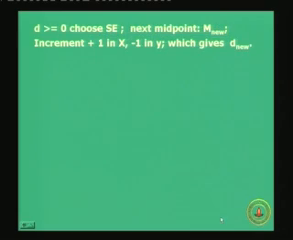So, what's the choice for choosing east or southeast? We know that if the decision variable d is equal to 0 or positive, we choose southeast, that is the next midpoint m new. It basically means when we are choosing southeast, the midpoint is above the line or the curve, and that is why the curve passes closer to the southeast point, and so we increment by positive 1 along the x direction and minus 1 along the y direction, which gives us d new. So, let us look at the expression of d new now.